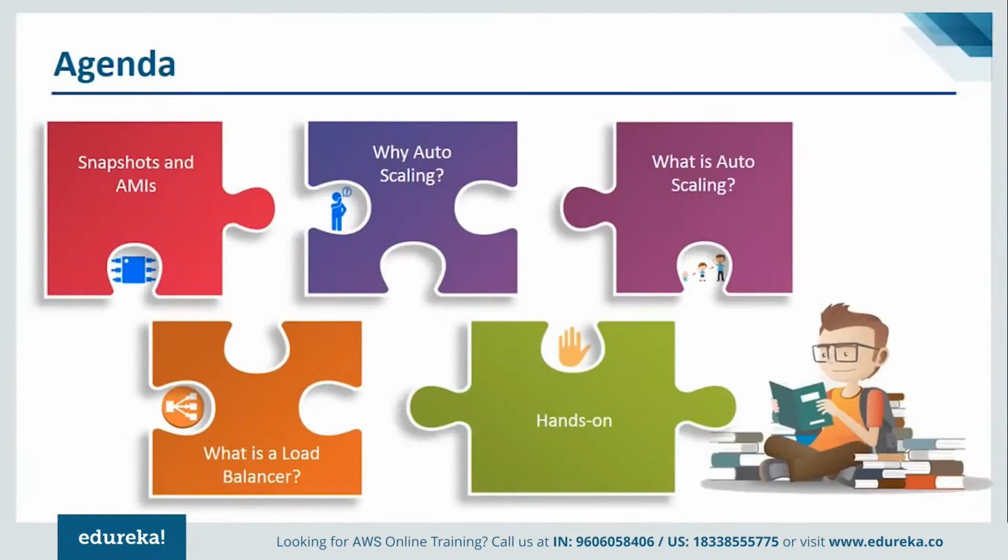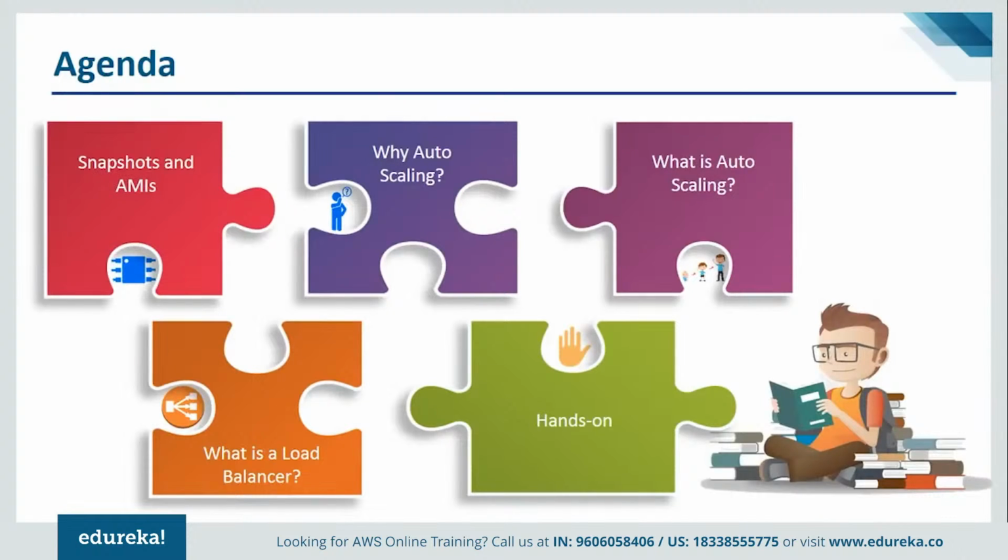So guys, this is what we are going to do today. First, we're going to see what are snapshots and AMIs. So these are basically the entities using which you will be autoscaling your resources. So once you know what are snapshots and AMIs, we'll move on to why do we actually need autoscaling and what is autoscaling exactly. After that, we're going to see what is a load balancer, and towards the end, we'll be doing a hands-on, which is going to be very interesting because I don't think there's a demo out there which can show you the kind of demo that I'm going to show you today.